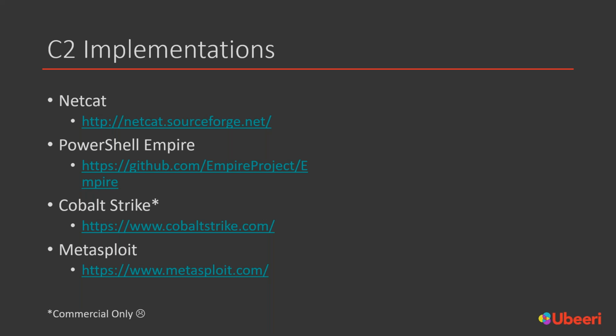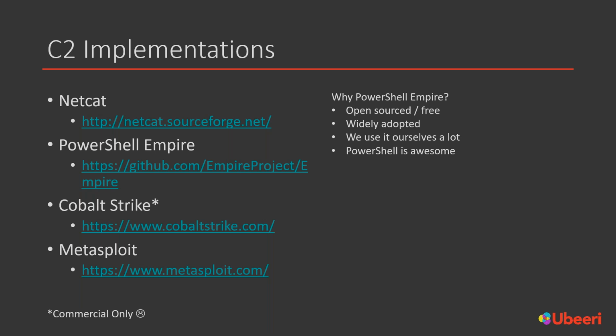Cobalt Strike is a paid C2 and post-exploitation tool, somewhat similar to PowerShell Empire, but you get a bit more features and a very nice graphical interface for paying for it. Metasploit, I'm sure you've heard of before, has C2 in it, but also tons of other modules and exploits and whatnot. So why PowerShell Empire today?